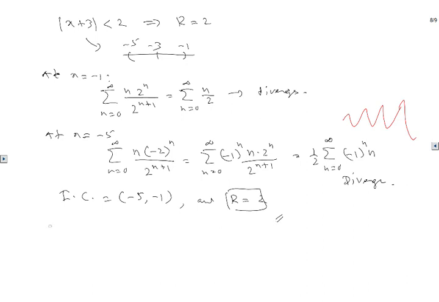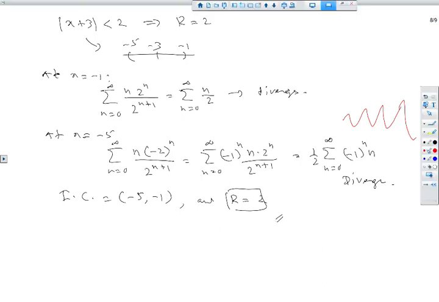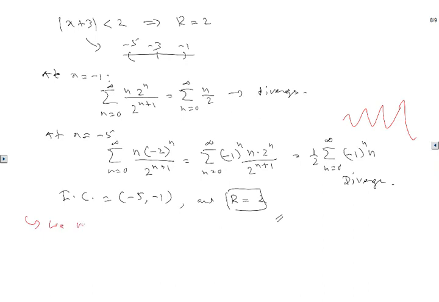So we used the ratio test, and then the p series, and the alternating series test for most of the problems. Okay, so this is the end of power series.